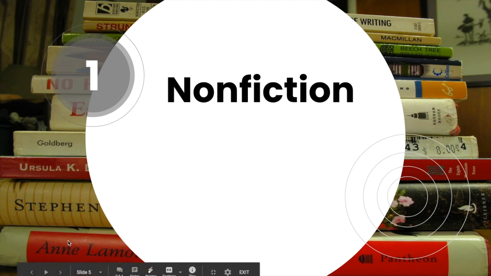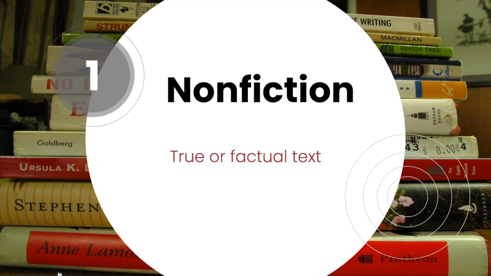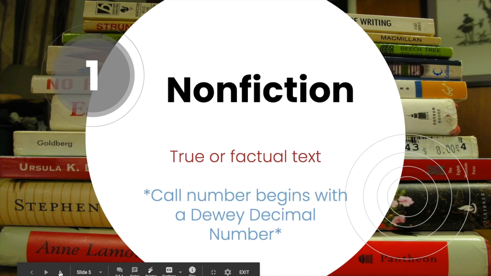So let's take a look at nonfiction. Nonfiction, if you remember, are books that are true or factual text. They're not make-believe stories. They're about real things. If you were in the library, the call number, which is the sticker that's on the side of the book, nonfiction books start with numbers, or the Dewey Decimal System. And the Dewey Decimal System goes all the way from zeros up to 900.